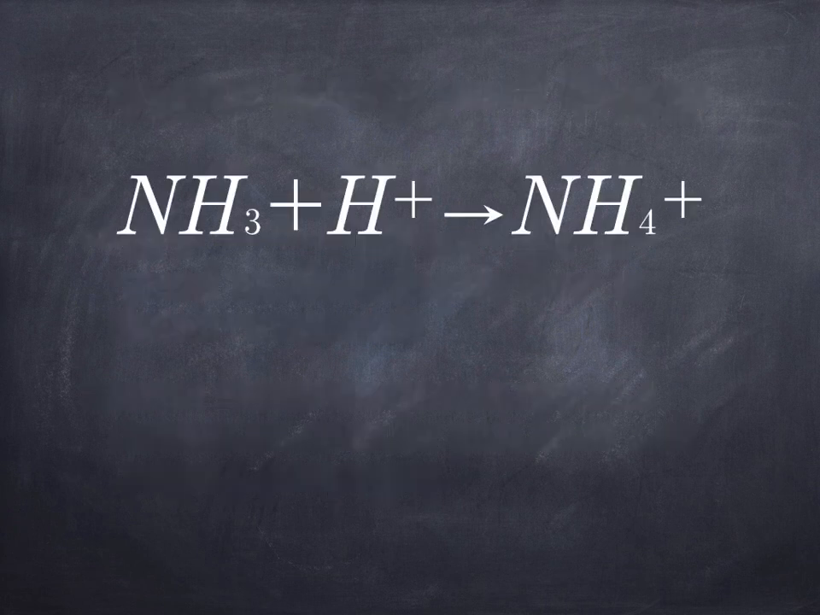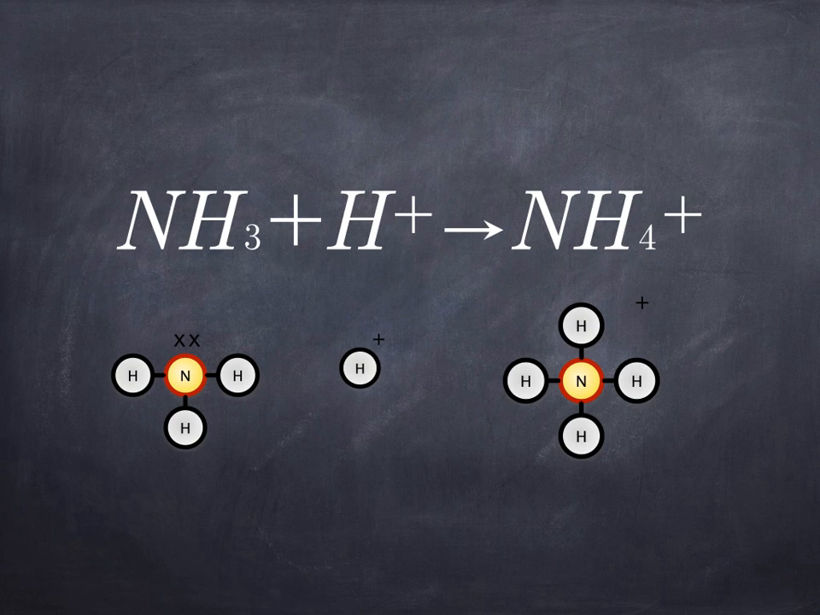So here's an example. We have NH3 plus H plus, and it goes to NH4 plus. This example doesn't make a lot of sense until you draw everything out using Lewis structure. So here I've drawn everything out using Lewis structure. And you can see that first we have NH3. And so you have three hydrogens, a nitrogen, and then you have two lone pair electrons. These lone pair electrons, this is the pair that's going to get donated.